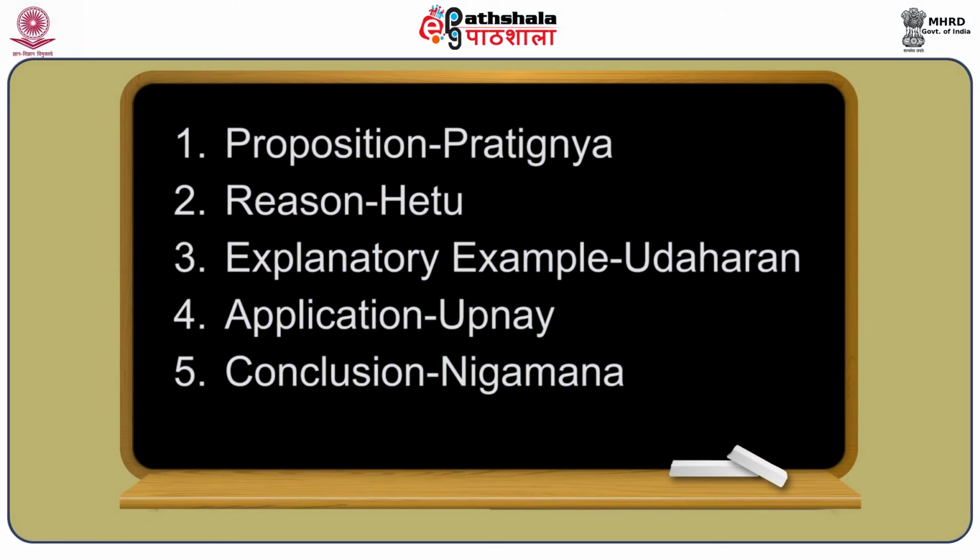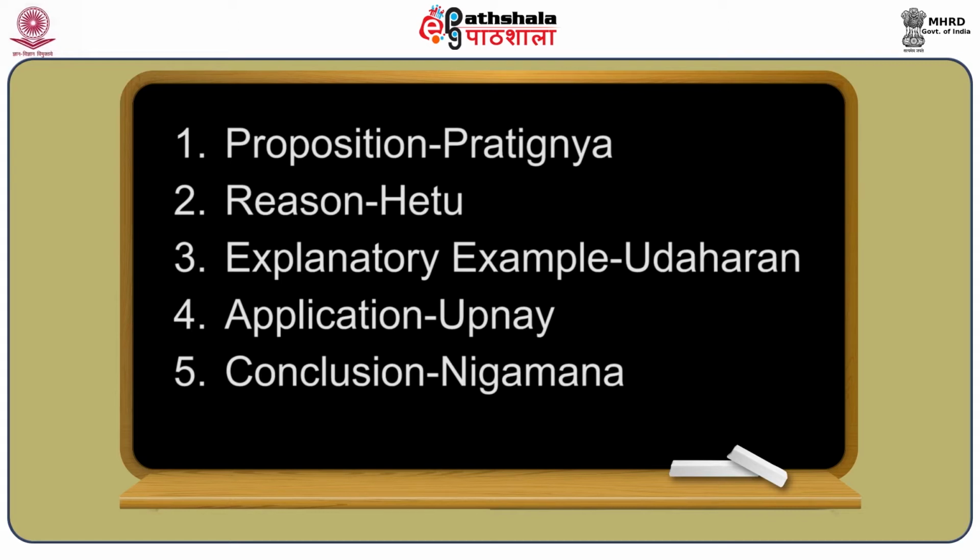Akshpad, who is one more philosopher from the ancient times, enumerates five members or sentences that constitute a syllogism. They are: first, proposition, which is called pratigya; second, reason, which is called hetu; third, an explanatory example, which is called udharan; fourth, application, called upnaya; fifth, conclusion, called nigamana.